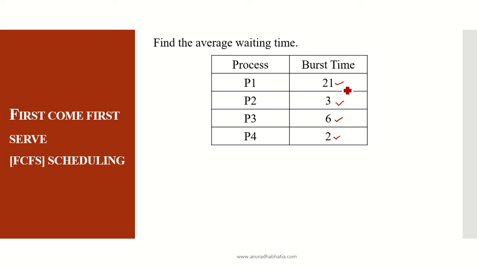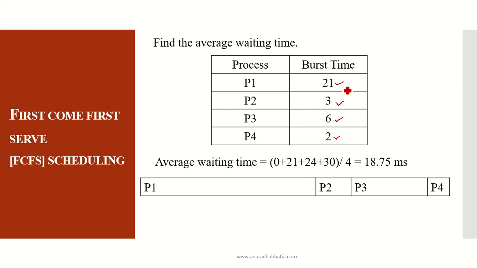Now the first thing that we need to do to find the average waiting time is to draw its Gantt chart. And when we draw its Gantt chart, we will have to calculate its average waiting time. Now the Gantt chart is drawn like this. As we have 4 processes, we draw a single row table, and we put the processes as P1, P2, P3 and P4.